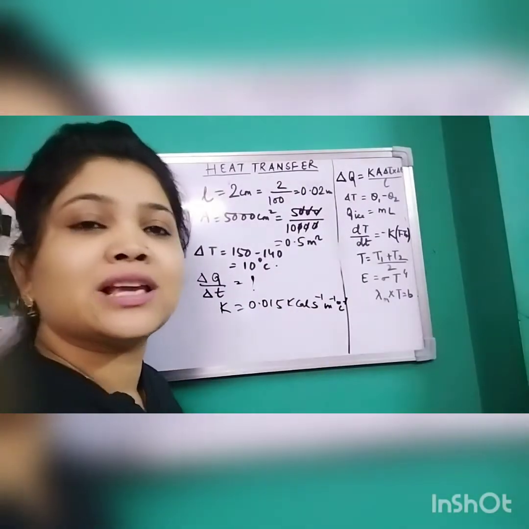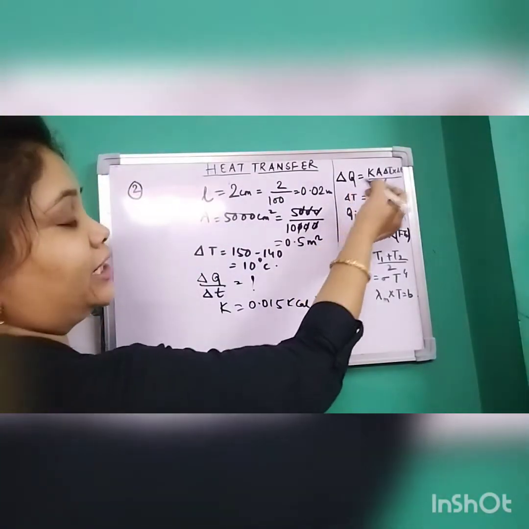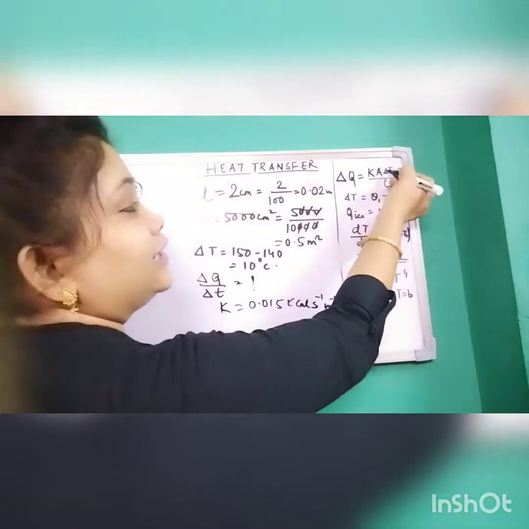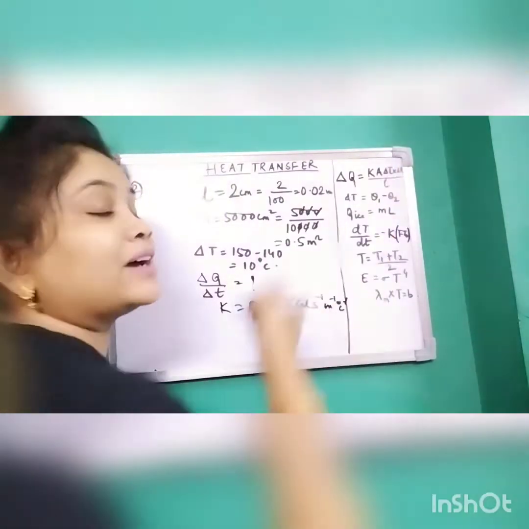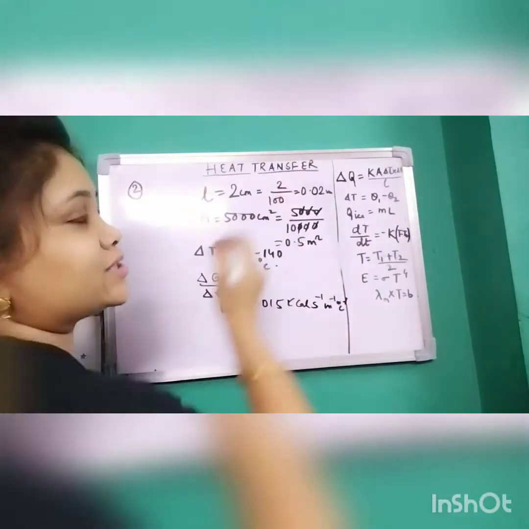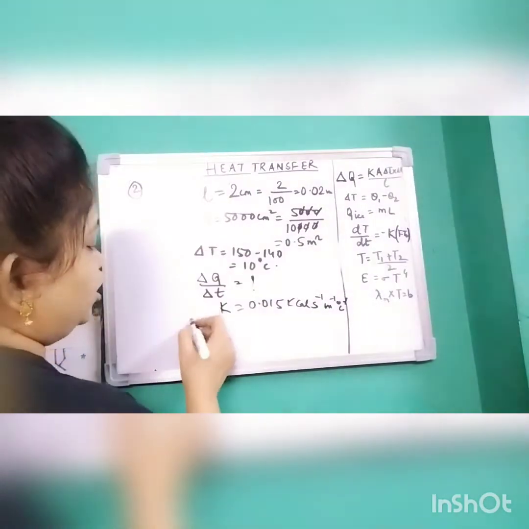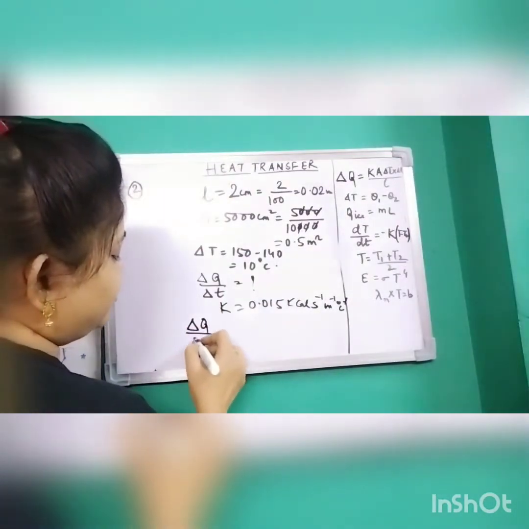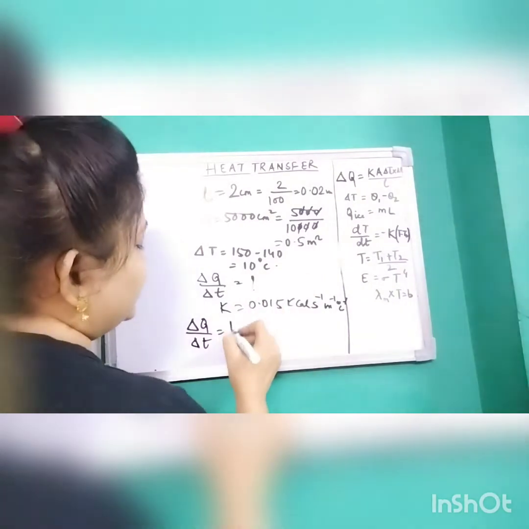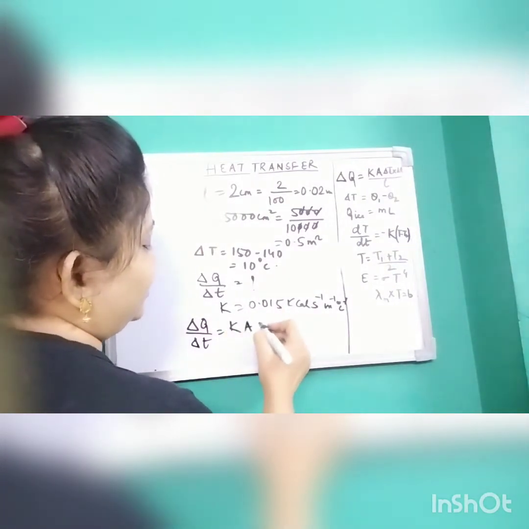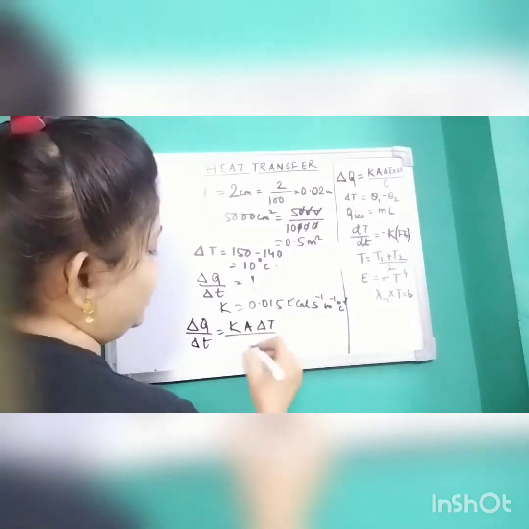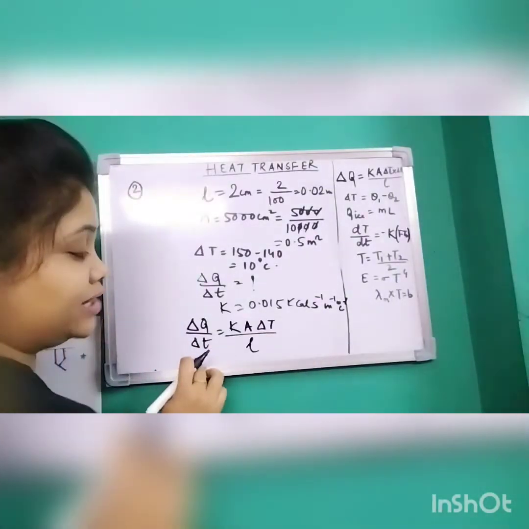Now students, our formula, what was the formula? Delta Q is equal to Ka delta capital T into delta small t by L. Now delta small t has already come below Q. So delta Q by delta T, what will be the formula? It will be Ka delta T by L, because small delta T has gone down.